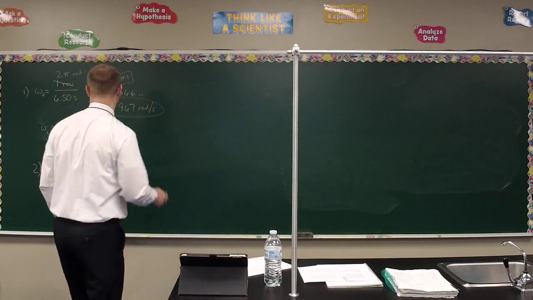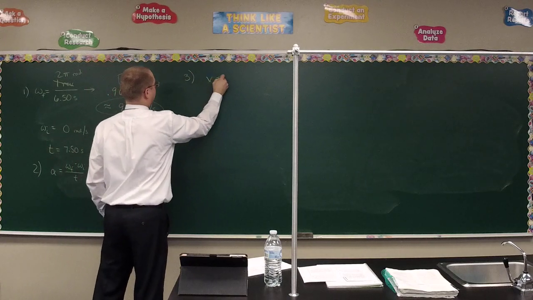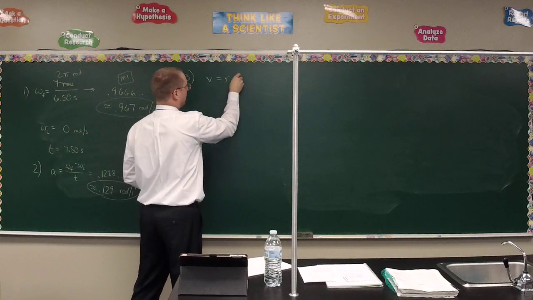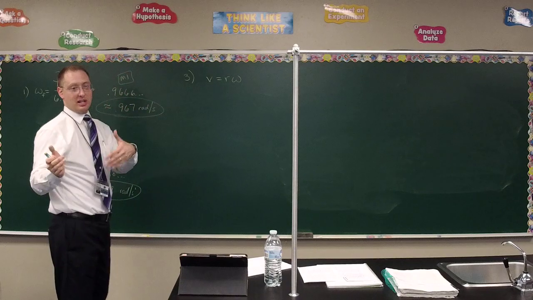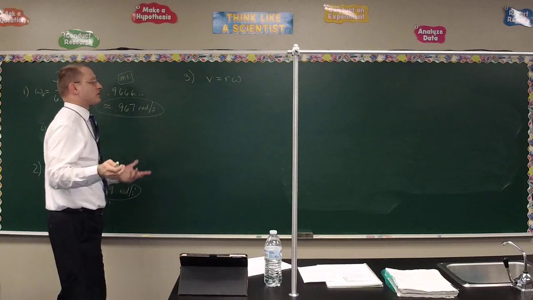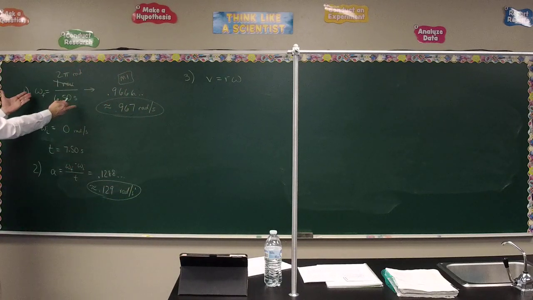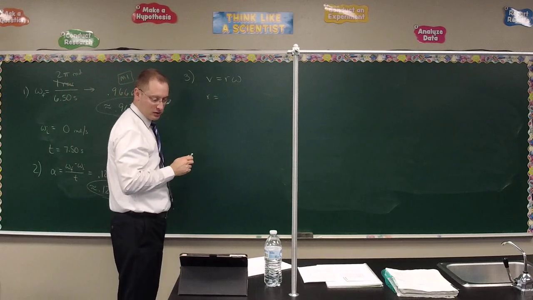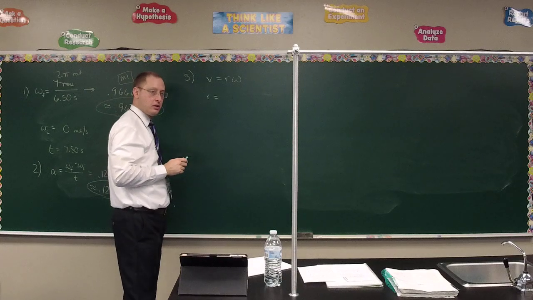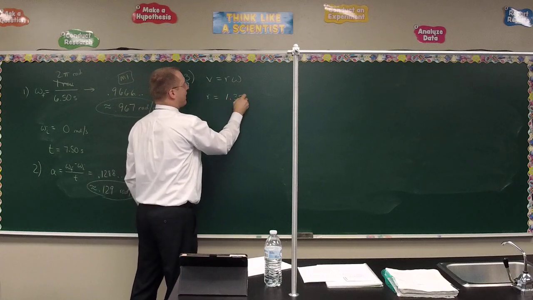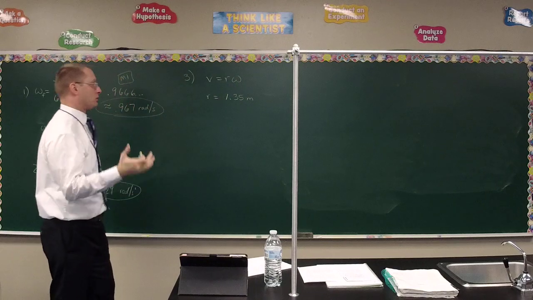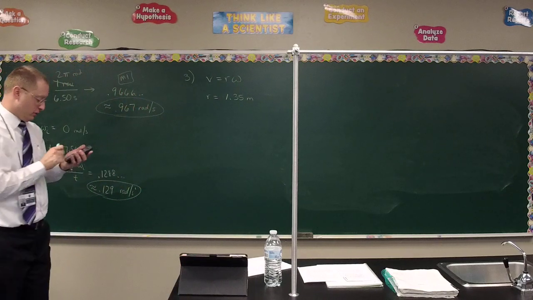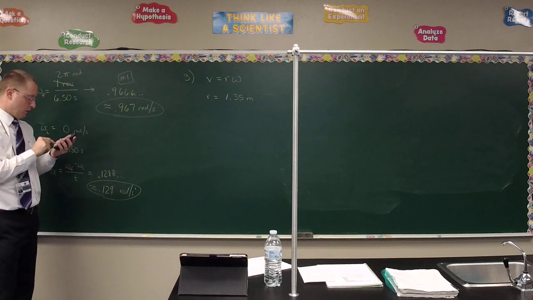Number 3 says find the linear velocity. How do I find linear, class? Radius times angular, right? Now, a would be r times alpha, v would be r omega. Basically, just find the angular velocity and multiply by the radius. Well, what is the radius? 1.35 meters. 2.7 meters across means a radius of 1.35. So we'll take the memory value times 1.35.